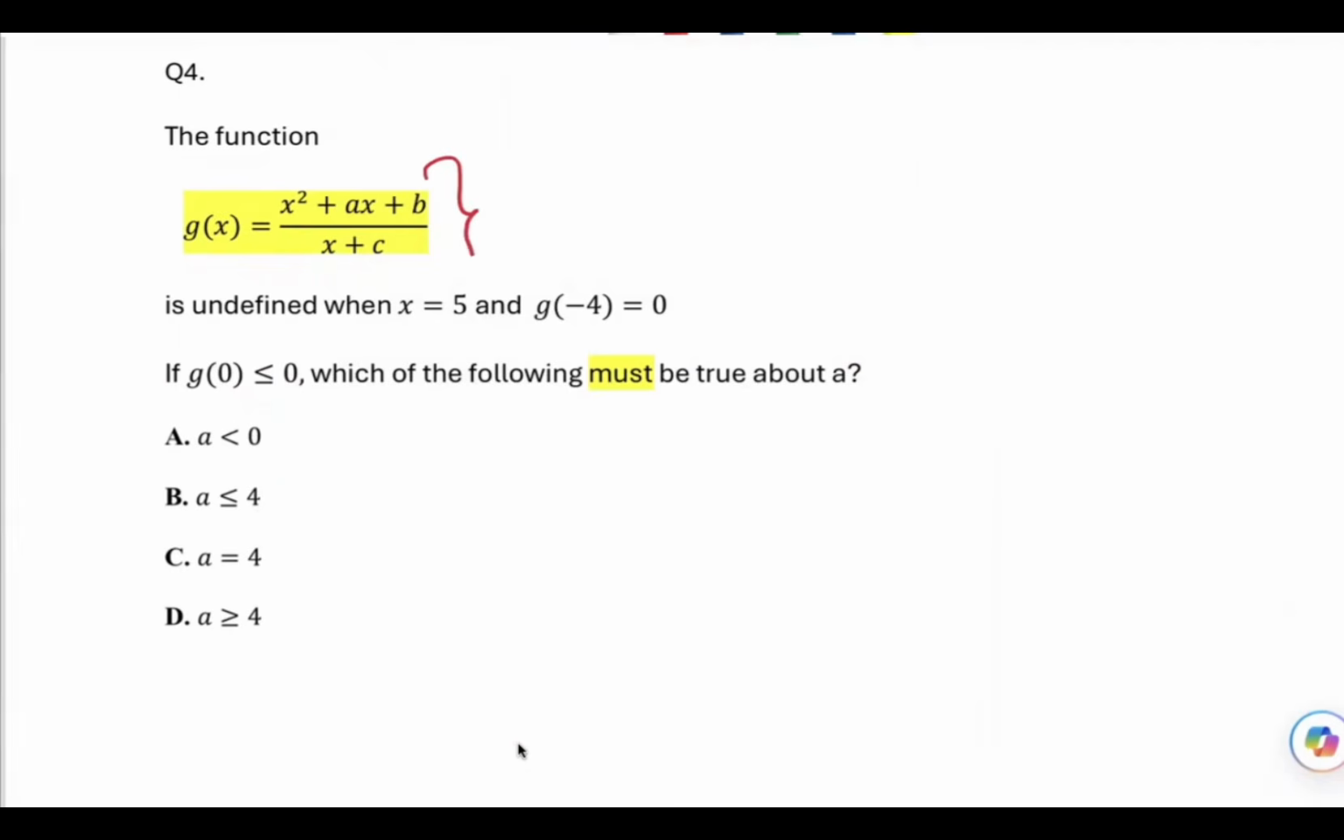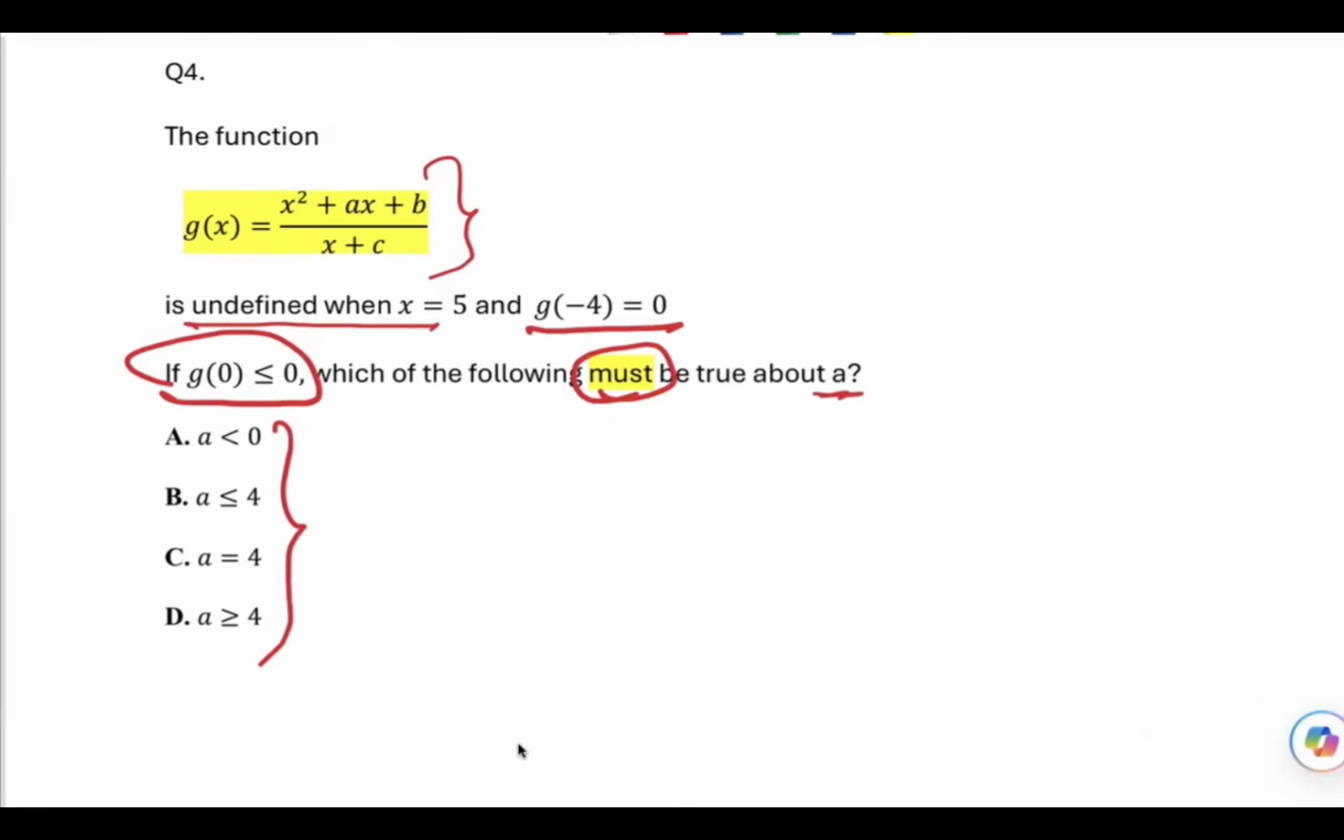Next one. This is a function. It said it's undefined when x is equal to 5. Keyword, don't forget. They give you g of minus 4. They give you a restriction of g of 0 less than or equal to 0. Which of these must be true about a? Therefore, you have to analyze it. This is where algebra is key. You can use Desmos, but I will show you how to use both, whichever is better for you.